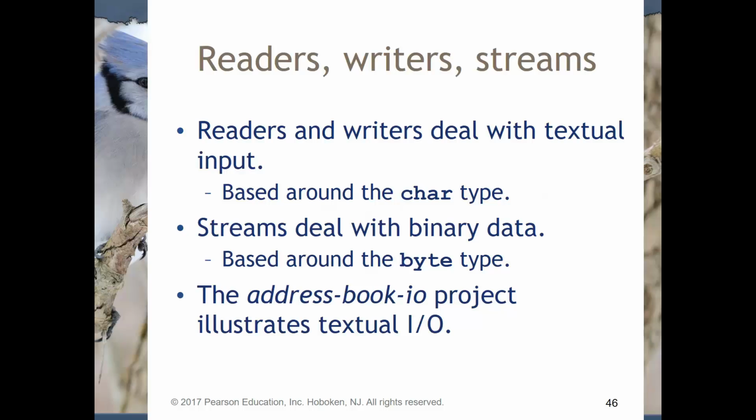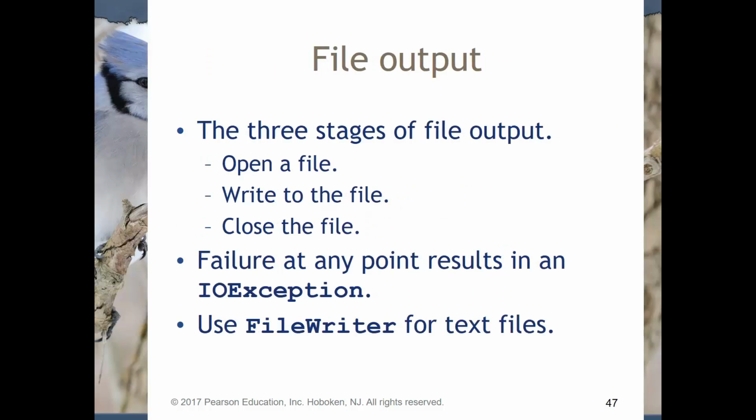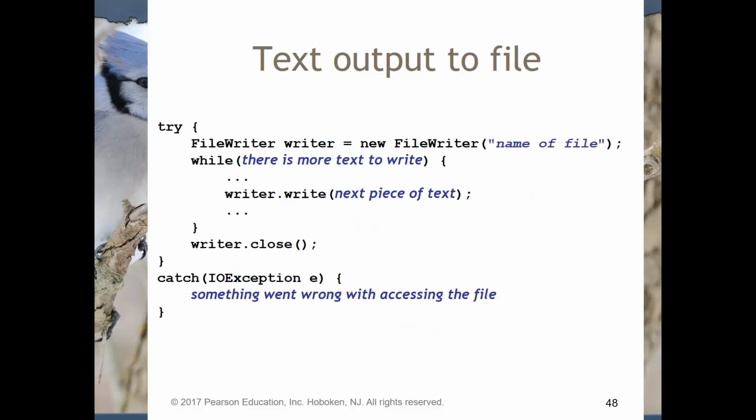The Address Book I/O project illustrates text I/O. The 3 stages of file output are: open a file, write to the file, close the file. Failure at any point results in an I/O exception. Use FileWriter for text files. Okay? So it's just giving you some basic ideas and concepts of what to do and how to proceed.